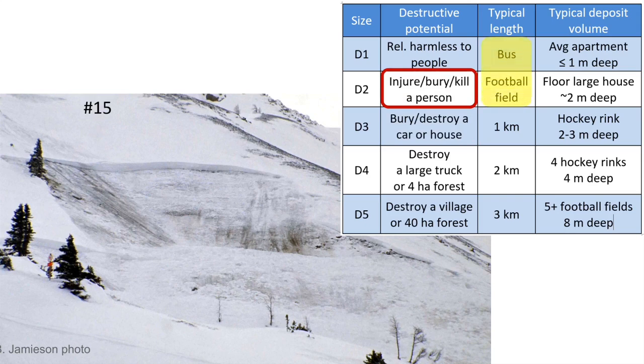In terms of length, it appears to be roughly 4 bus lengths long and about half as long as a football field. Since its length could be either that of a D1 or a D2, we'll show the uncertainty like this. You can't see all the deposit in the photo, but in terms of deposit volume, it could fill an apartment at least a few meters deep and the ground floor of a large house perhaps 1 to 2 meters deep. So its deposit volume is closer to a D2 than a D1. Considering the 3 characteristics, this is a D2 avalanche.